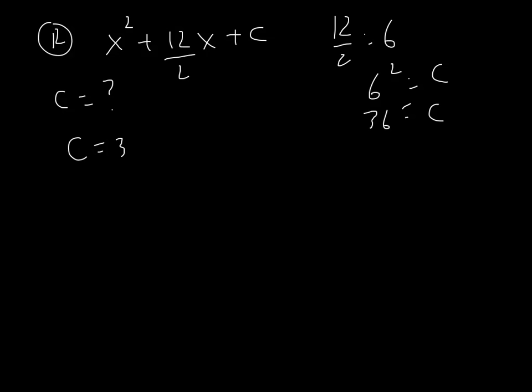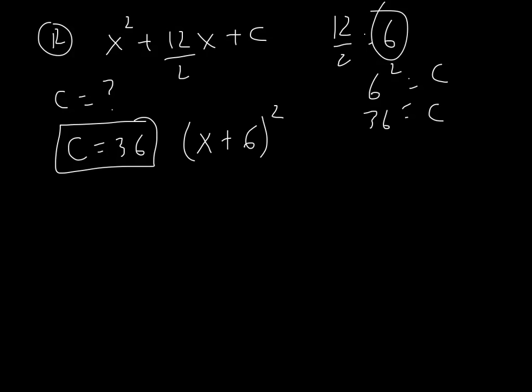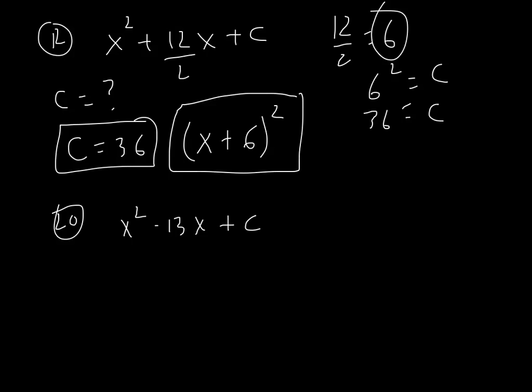So c equals 36 is part 1 of the question. Now, write this as a perfect square trinomial. I told you this value is that key piece, so x plus 6 all squared is the other part of the question. That's it.